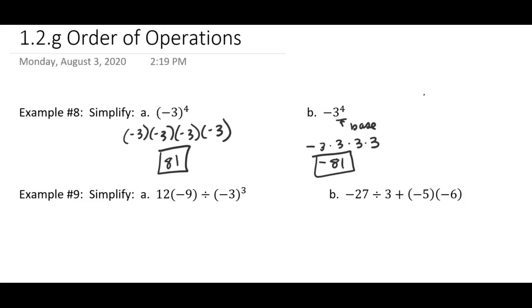Now, if that doesn't quite make sense to you, I can expand a little bit more. Let's say you had something like 10 minus 2 cubed. Well, order of operations says to do the exponent first, right? So you'd say 10 minus 8, because 2 times 2 times 2 is 8, and then you'd get 2 for an answer, right?